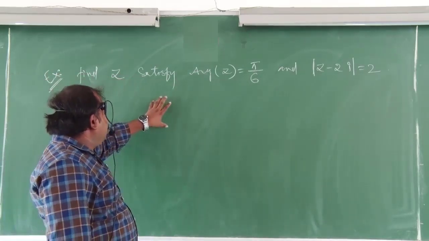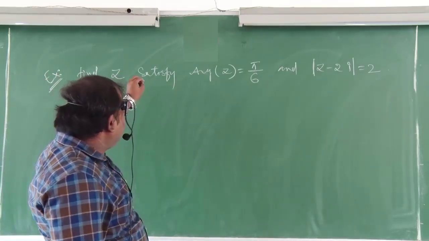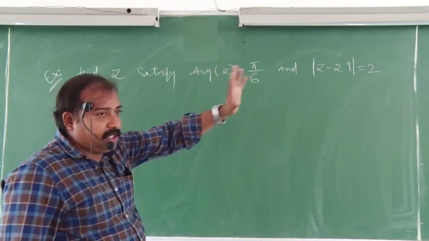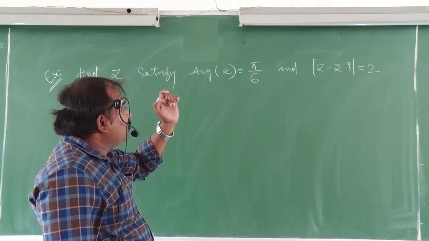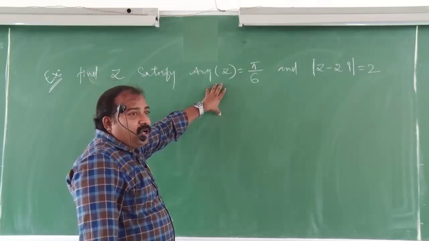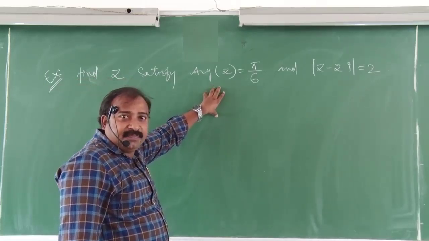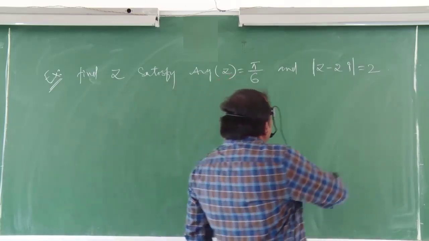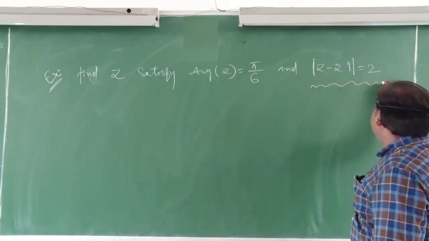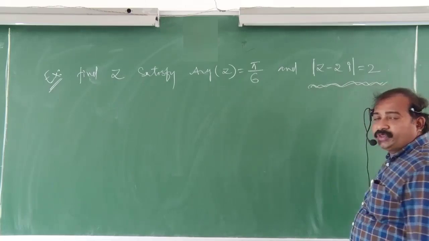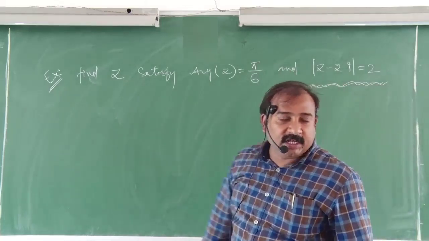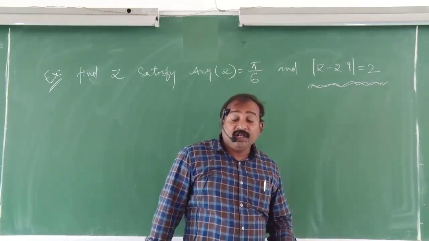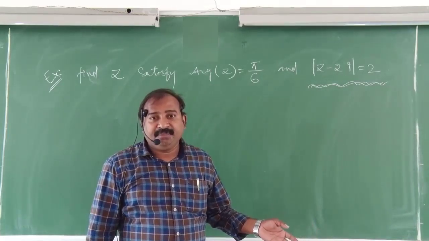So in order to find one particular z value which satisfies both the conditions, first of all we have to find the geometrical meaning of argument of z equal to pi by 6 and the geometrical meaning of modulus of z minus 2i is equal to 2. If you understand these two concepts, then geometrically we can solve this bit very easily.